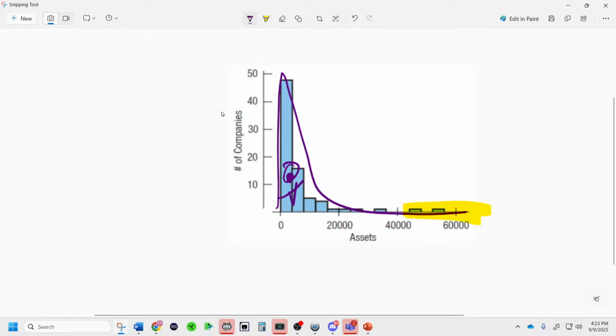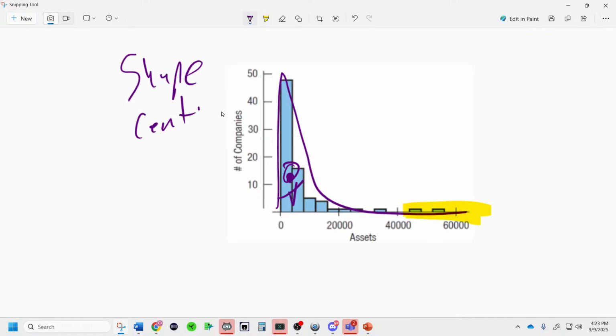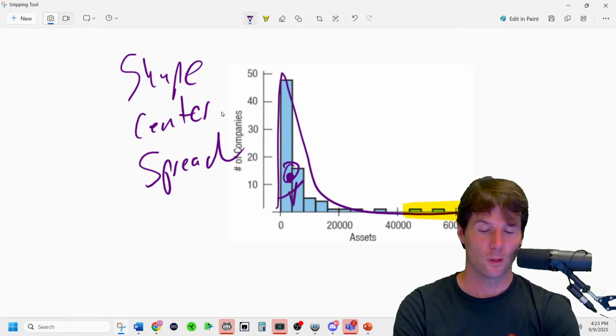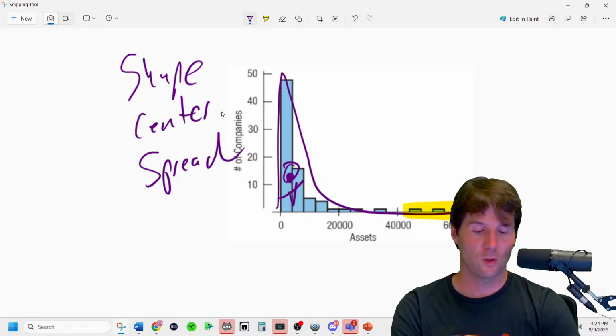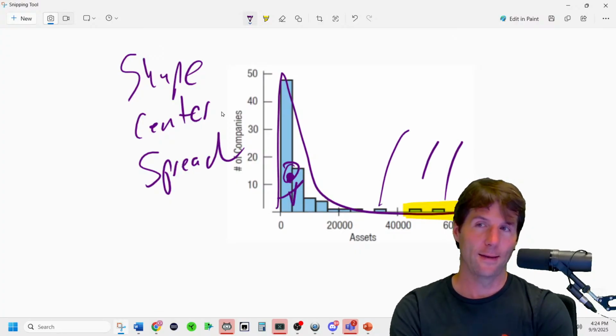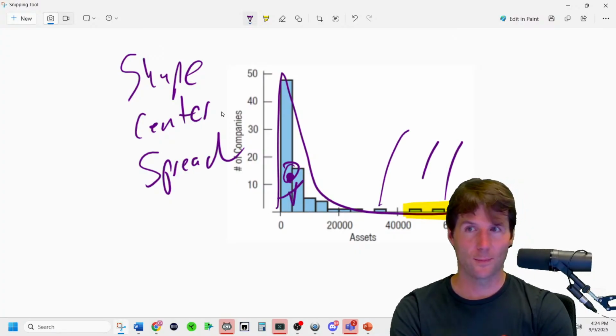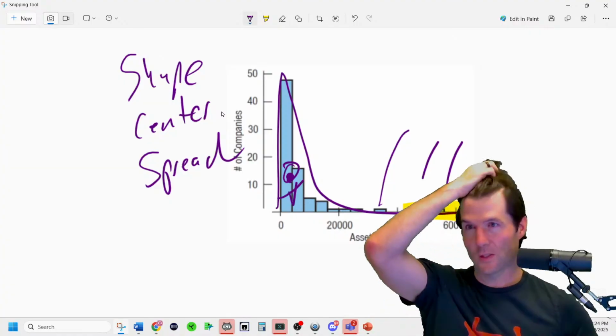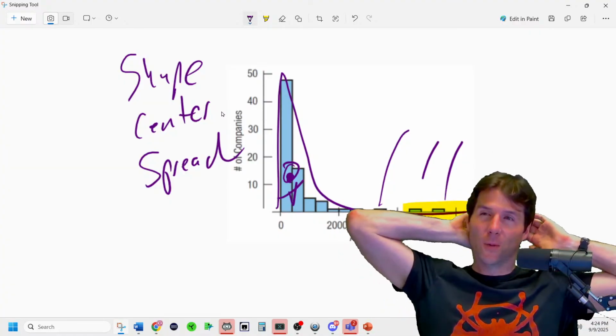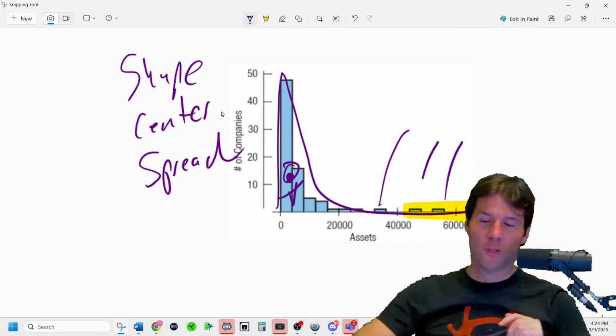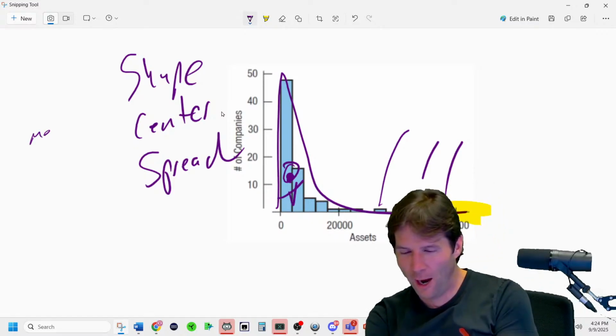So when we talk about the proper metrics, we talk about shape, center, spread. Well, shape is unimodal, extremely right skewed with outliers. And then the proper center is what? What's the proper center for this? You're only picking between two things. The proper center will be what?